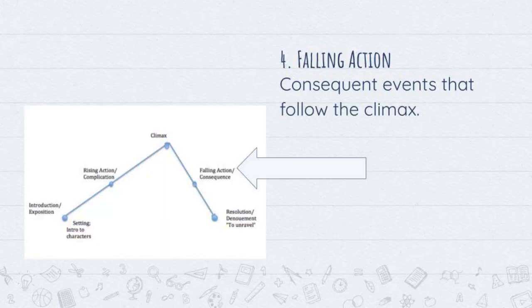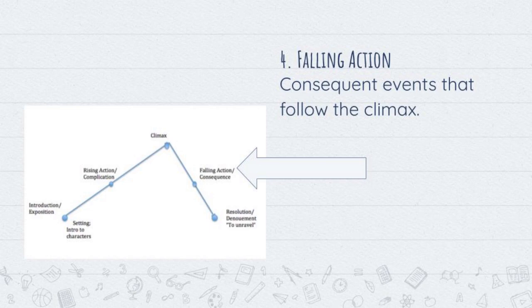Okay, falling action. Consequent events that follow the climax. So you had the climax, that moment where they're either going to win or lose. And then they either win or they lose. And then things start to go downhill for the main character, or they are good for the main character if they won.